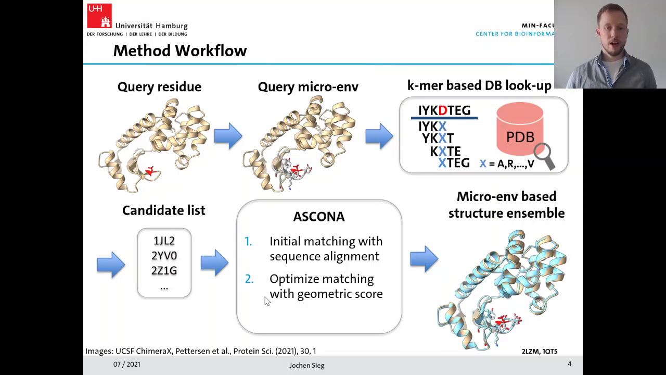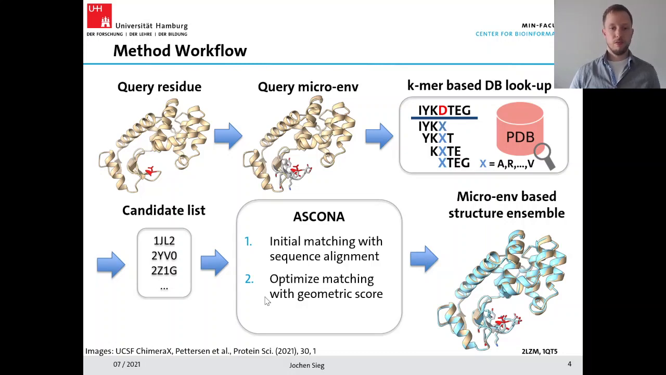Each sequence fragment is then used for a k-mer-based database lookup. And since we want to find mutants, we discard all the k-mers that are overlapping the query residue and generate new k-mers with the other 19 amino acids at this position. The result of the k-mer step is a list of database IDs representing candidate structures from the database. And each candidate structure is then evaluated in detail with the Ascona tool.